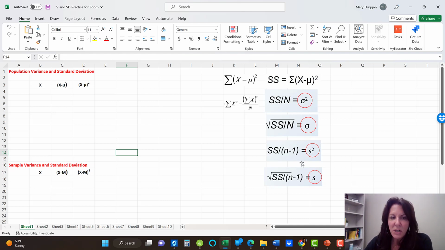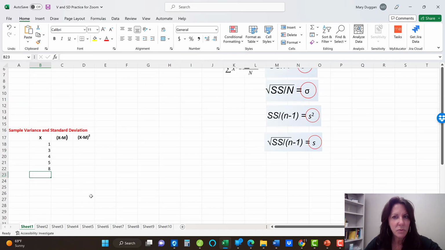Again, the directions said that it was a sample. So I'm going to go right to the symbol that has an S. So I remember sample S. Population is going to be the Greek symbols here. But this was a sample, so I'm going to use this formula here for variance and this one for standard deviation. Okay, so I'm going to first put the numbers here that were given to me, the 5 scores on the PowerPoint. I think that was it, right? 1, 3, 4, 5, 8. I think those were them.